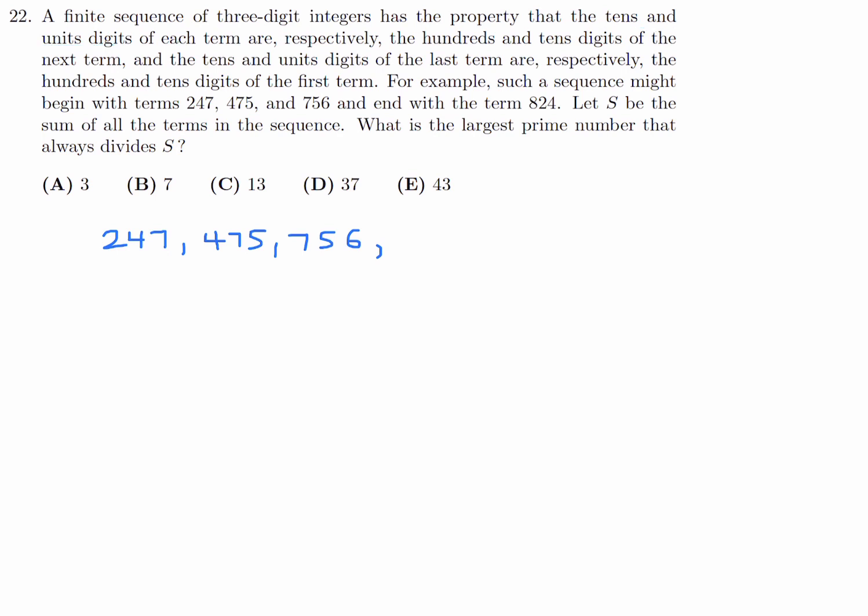So basically what they're saying is the following. They're saying that you've got these two numbers, right? 4 and 7. This is the tens digit, and this is the units digit. And those two digits are the same as the hundreds digit and the tens digit of the next term. This is the hundreds digit, and this is the tens digit. So do you see how the 4, 7 appears twice? That's what they mean. That is what this sentence means right here.